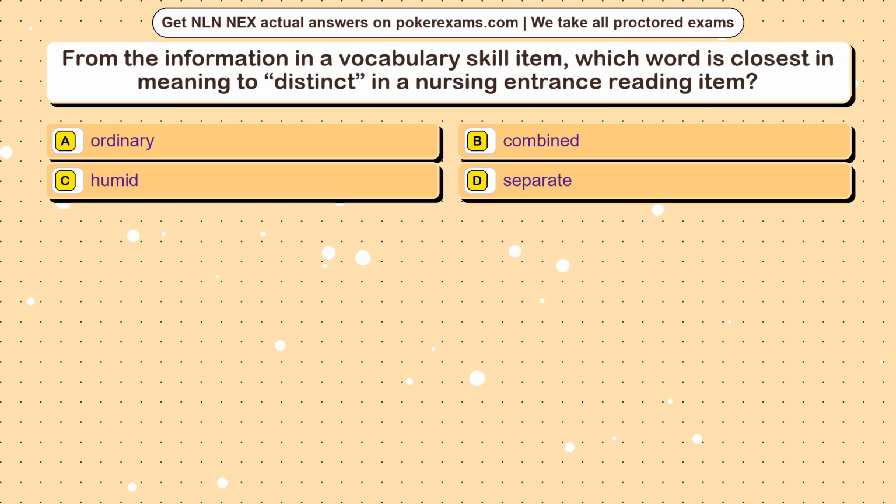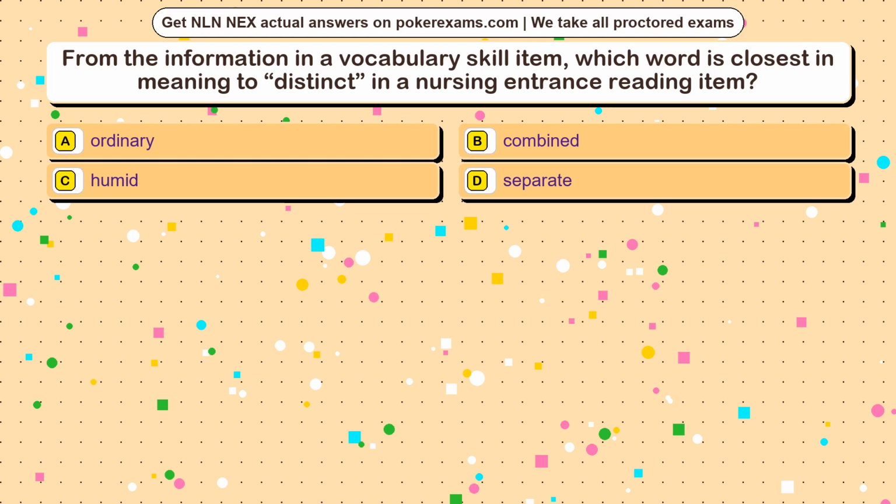Question 22. From the information in a vocabulary skill item, which word is closest in meaning to distinct in a nursing entrance reading item? Option A, ordinary. Option B, combined. Option C, humid. Option D, separate.